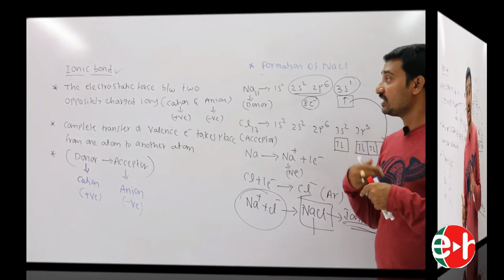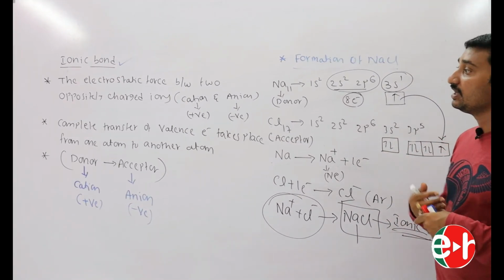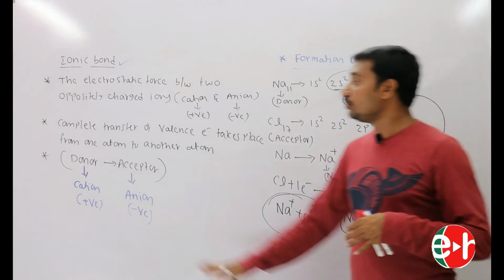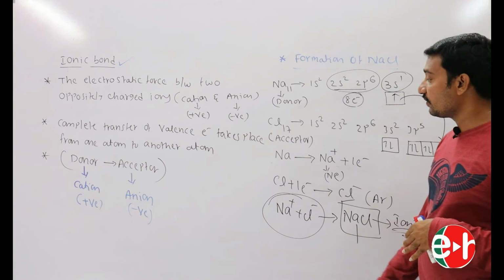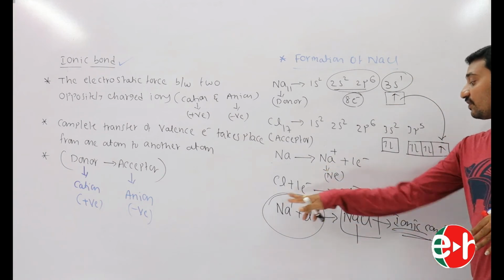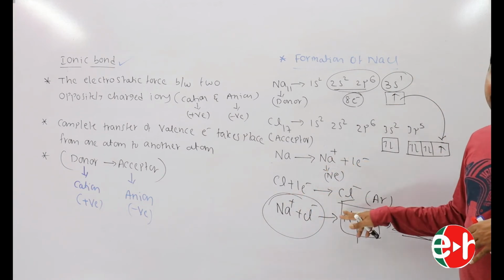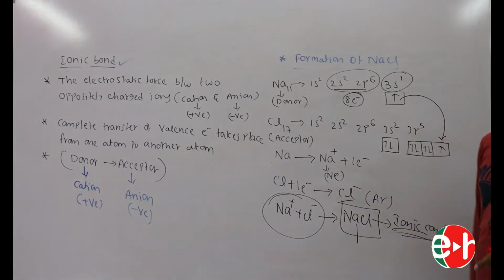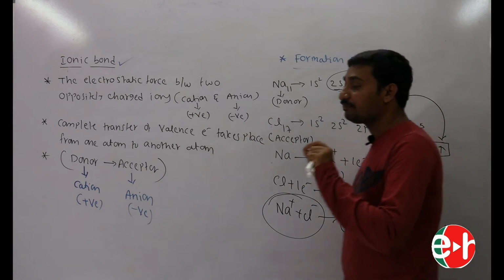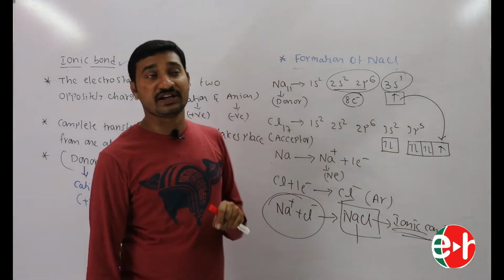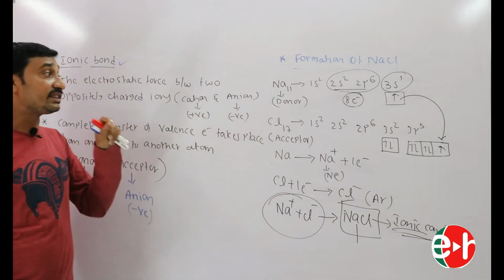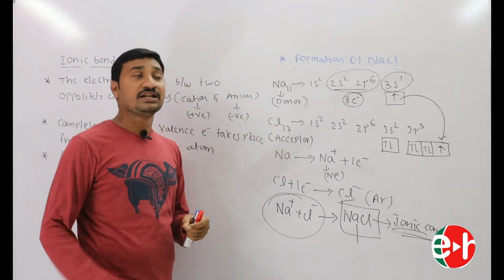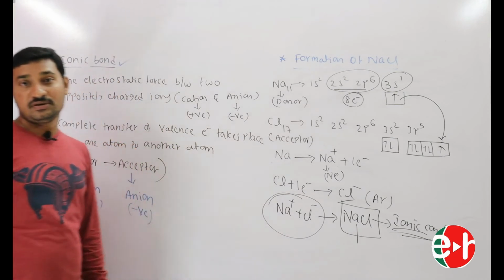For that, in the formation of an ionic bond, what happens? Electrons transfer from one atom to another atom. Donor to acceptor. Donor forms a cation, acceptor forms an anion. So both will get octet configuration. That means they reach inert gas configuration. So each and every atom tries to get inert gas configuration. Inert gas configuration is nothing but octet configuration. So if they get octet configuration, they will be stable.